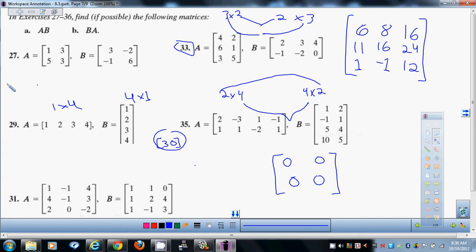How do you decide? Good question. So this is a 2x4, this is a 4x2, right? If the inside numbers match, you can multiply. The outside numbers are going to be your dimensions. 2x2. Every time. That's always the case. That's why this one was a 1x1 and it's just one number.